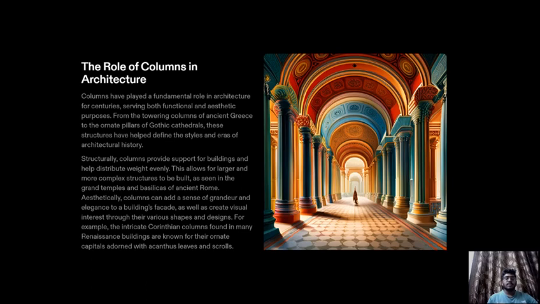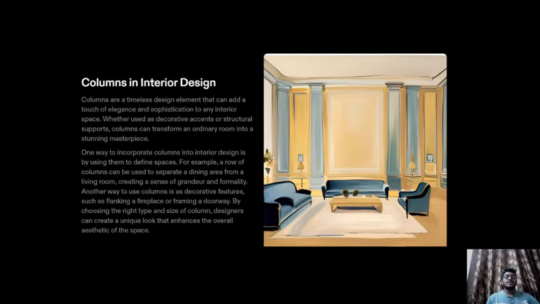Structurally, columns provide support for buildings and help distribute weight evenly. This allows for larger and more complex structures to be built, as seen in the grand temples and basilicas of ancient Rome. Aesthetically, columns can add a sense of grandeur and elegance to a building's facade, as well as create visual interest through their various shapes and designs. For example, the intricate Corinthian columns found in many Renaissance buildings are known for their ornate capitals adorned with acanthus leaves and scrolls.